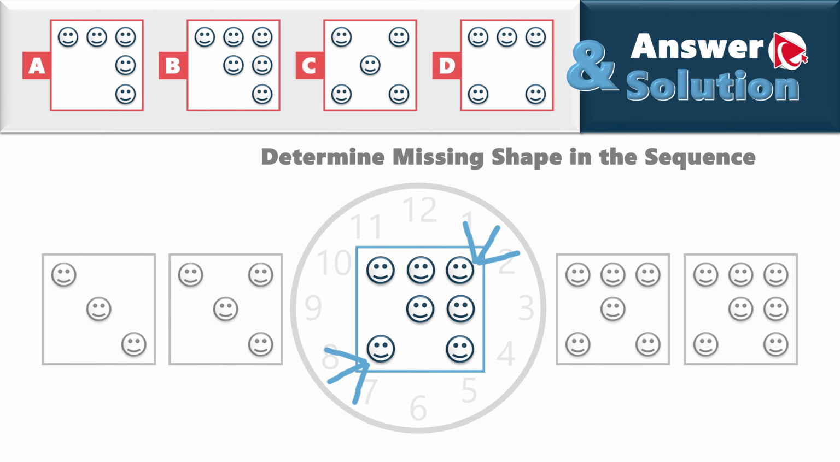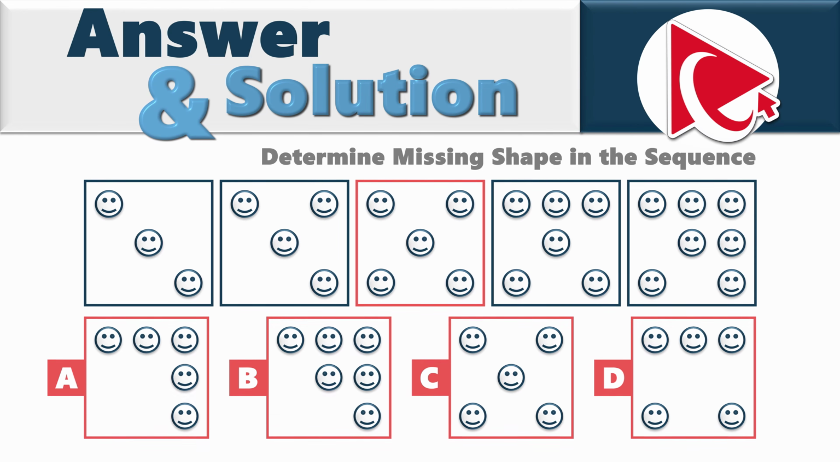And then if we want to continue the pattern, the following shape, if there would be a shape 6, the smiley face would be at 6 o'clock. Which means that the new smiley face will show up at 7 o'clock in shape 3. And which also means that the correct answer here is choice C.